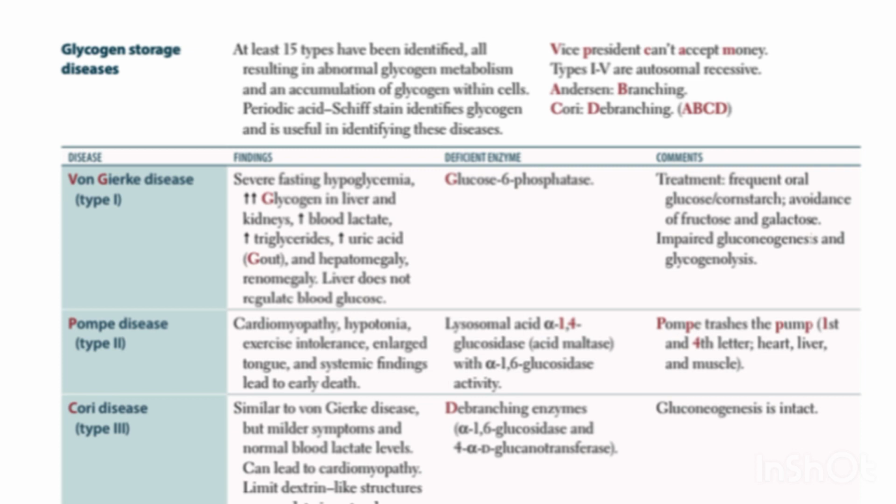Cori's disease, type 3 glycogen storage disorder. The enzyme deficient is debranching enzyme, that is alpha 1,6-glucosidase and 4-alpha D glucanotransferase enzyme. Gluconeogenesis is intact here. It is similar to von Gierke's disease, but with milder symptoms and normal blood lactate levels, and can lead to cardiomyopathy. Limit dextrin-like structures accumulate in cytosol. Hence, it is also known as limit dextrinosis.